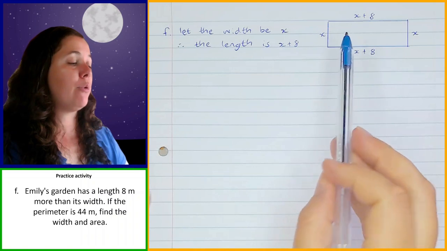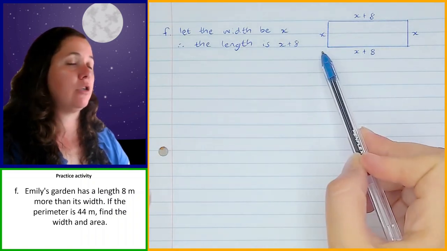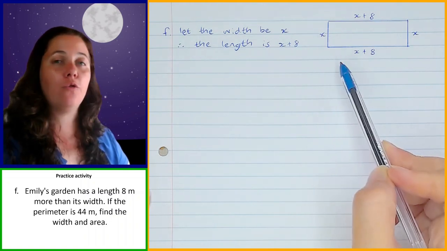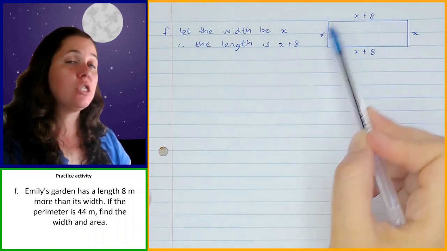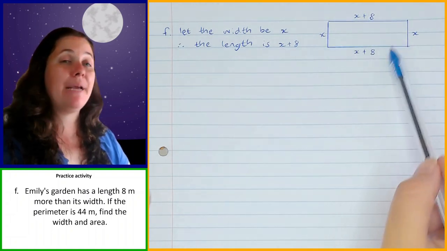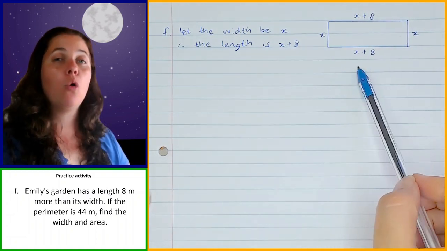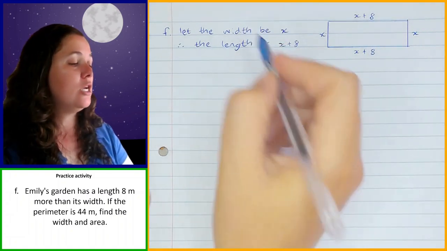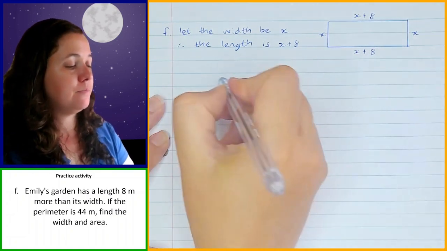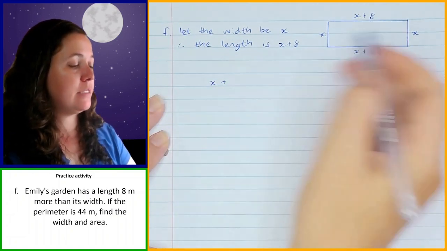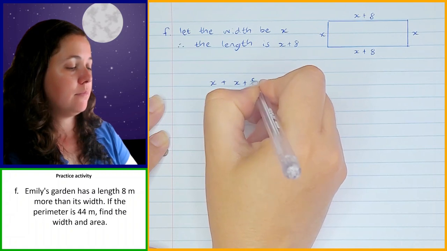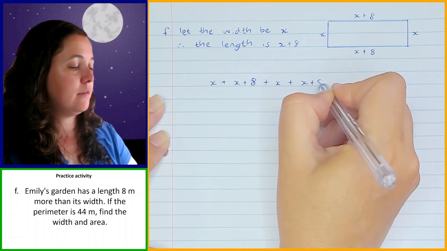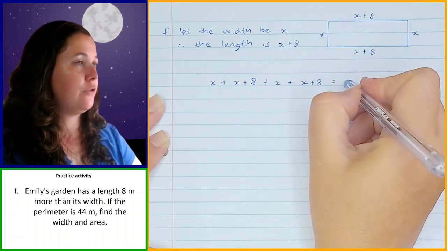Now remember, perimeter is the distance all the way around the shape. So all I need to do is add up all of the sides and it should equal 44. Based on that, it is possibly better to use this option, or at least to draw for yourself in addition, so that you can see what you are working with. So I'm going to say x plus 8 plus x plus 8 equals my perimeter, which is 44.